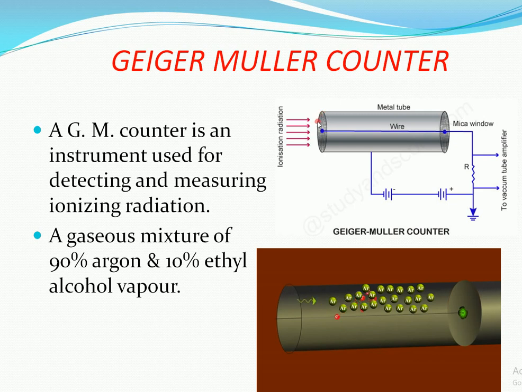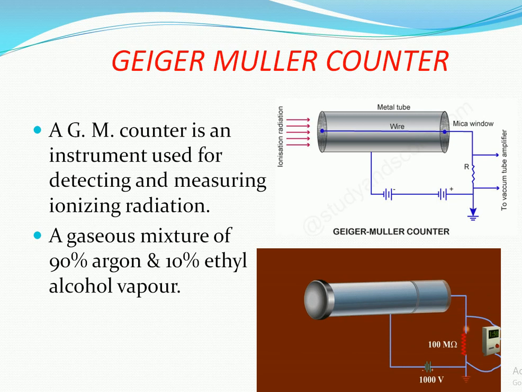The mica window is present at the end of the tube, through which the ionizing particles can enter this tube. This tube contains a gaseous mixture of about 90% argon gas and 10% ethyl alcohol vapor.